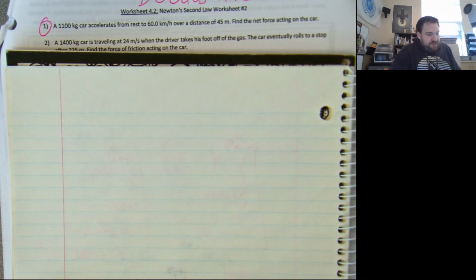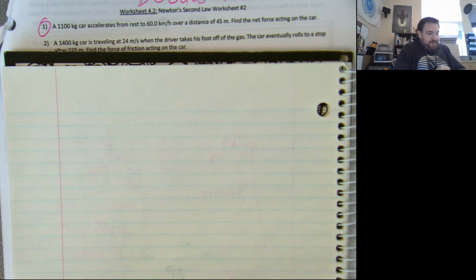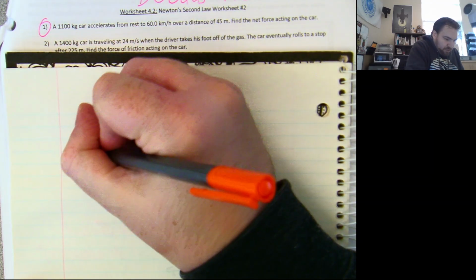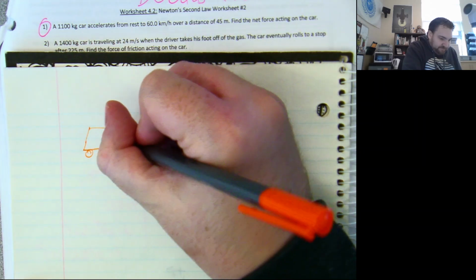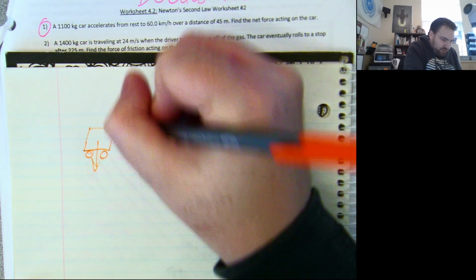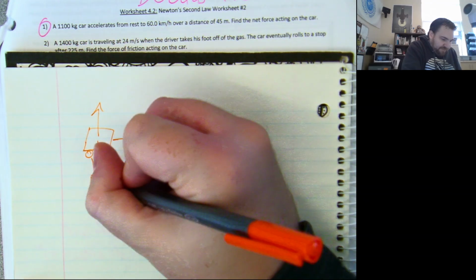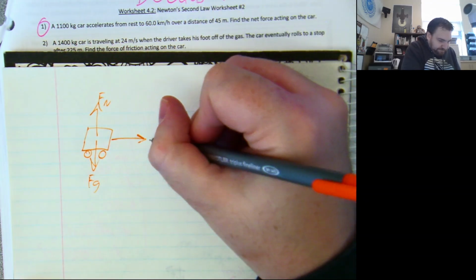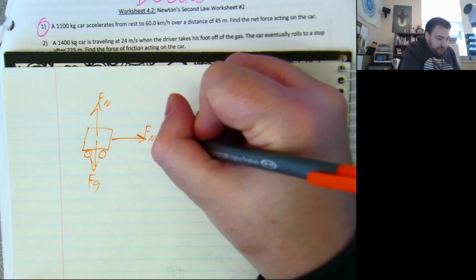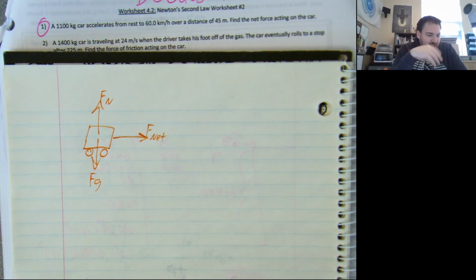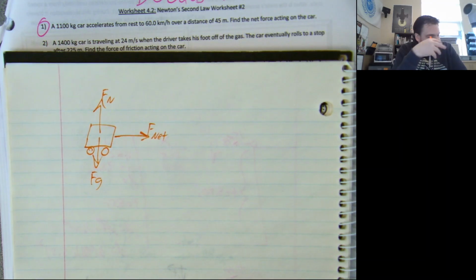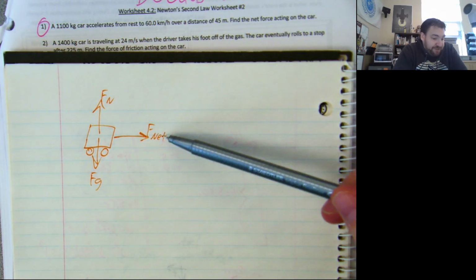Okay, so question 1 says that you've got a car accelerating from rest to 60 kilometers per hour over a distance of 45 meters. So, we've got a car. We've got an FG, we've got an FN. We want to find the F net. There's going to be a force backwards. It'll be drag on the car. It's not asking for what the applied force is, and it's not giving us enough information for that. What we want to find is this net force here.